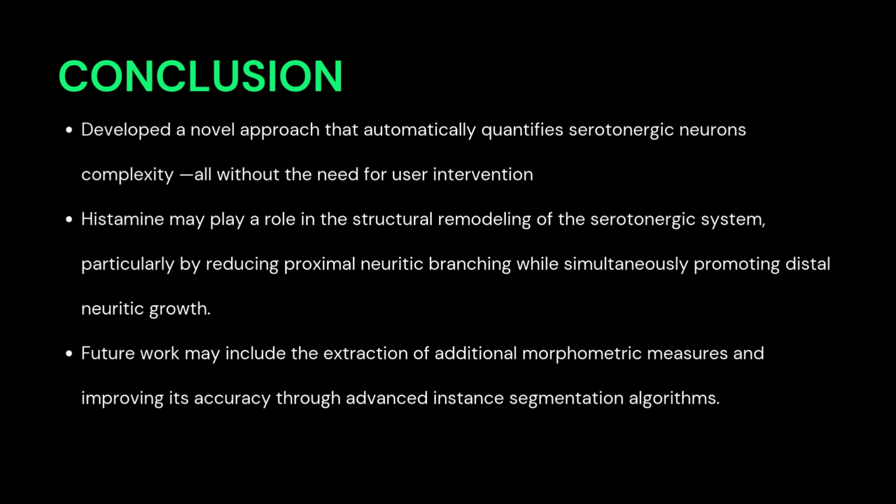Now, all in all, we were able to successfully develop an approach that automatically quantifies serotonergic neuron complexity. We found evidence that points towards histamine actually playing a part in the reduction of proximal branching while simultaneously promoting neuritic growth. However, it is important to mention that to further improve the software performance, we should implement instance segmentation algorithms that can further improve the software accuracy.